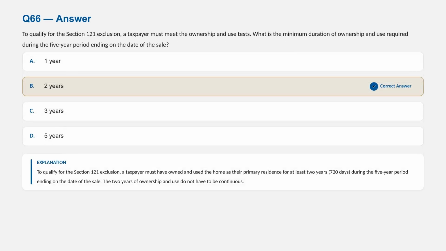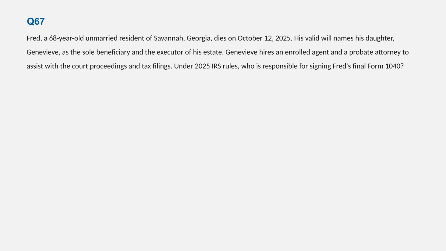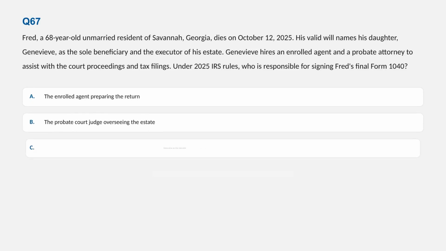The correct answer is B. 2 years. To qualify for the Section 121 exclusion, a taxpayer must have owned and used the home as their primary residence for at least 2 years, 730 days, during the 5-year period ending on the date of the sale. The 2 years of ownership and use do not have to be continuous. Great. Now let's move to our next question. Alright, let's move to question 67.